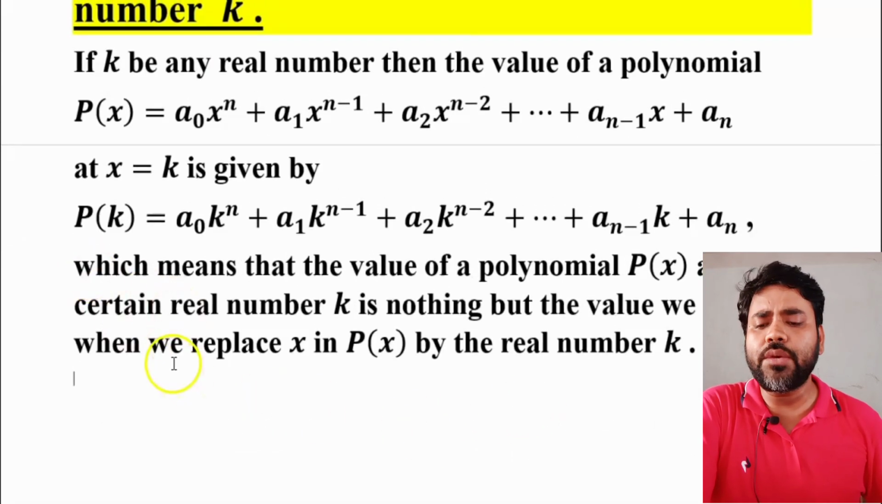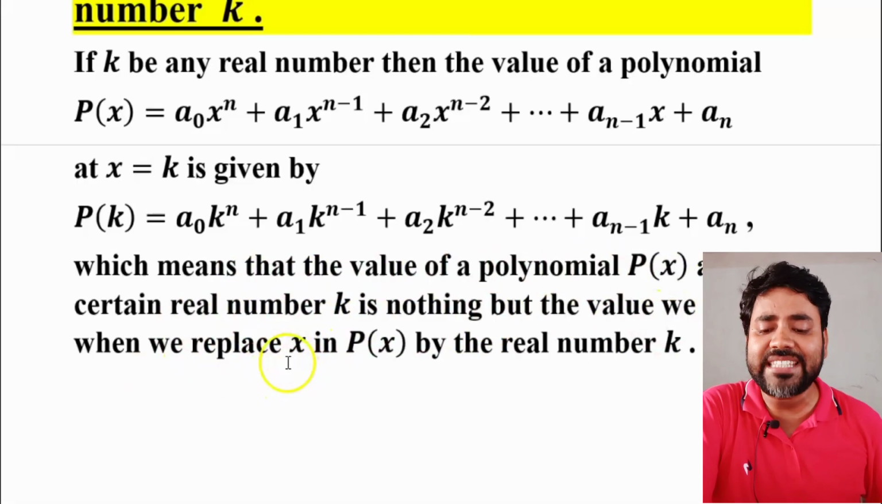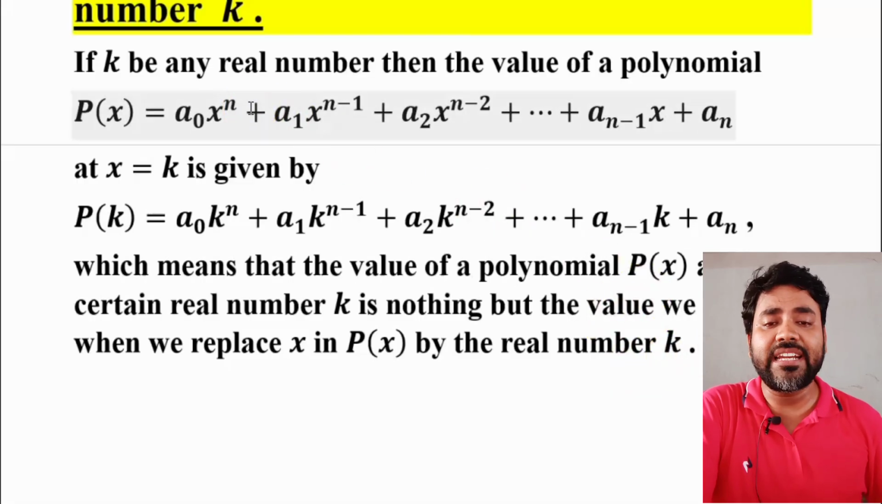So basically, what does the value of a polynomial at a certain point k mean? It means that the value of the polynomial p(x) at a certain real number k is nothing but the value we get when we replace the variable x in p(x) by the real number k. So we will get a real number. So the value of a real polynomial at a real number k will be a real number.